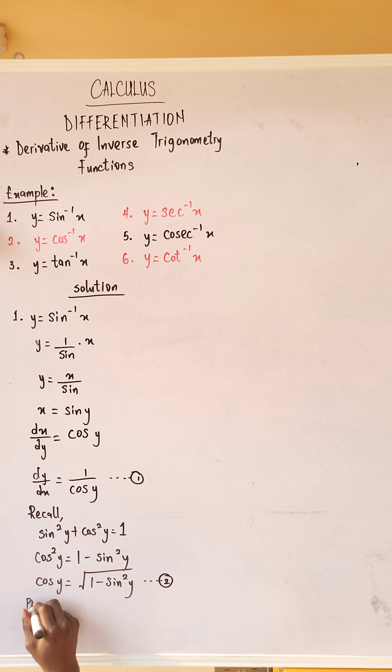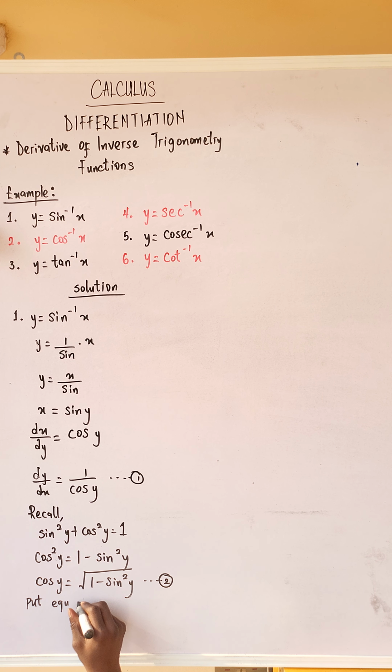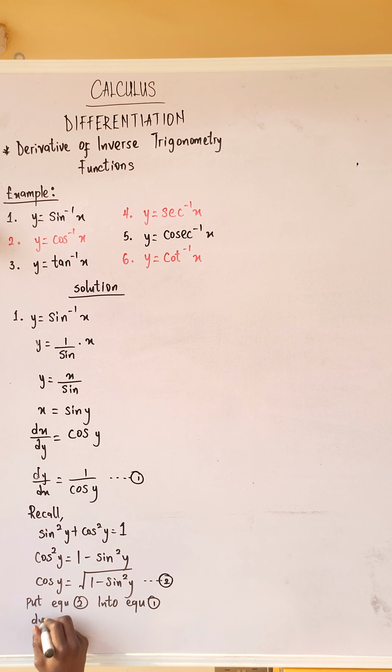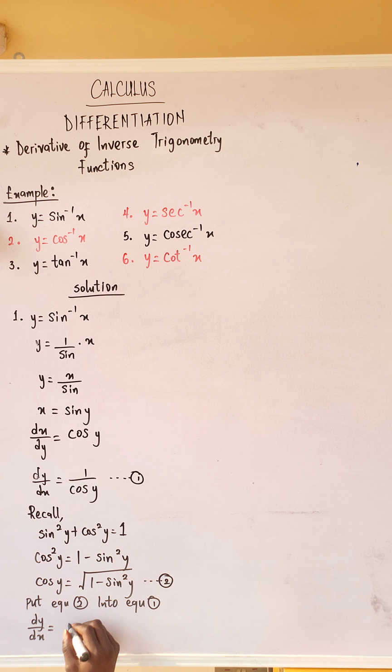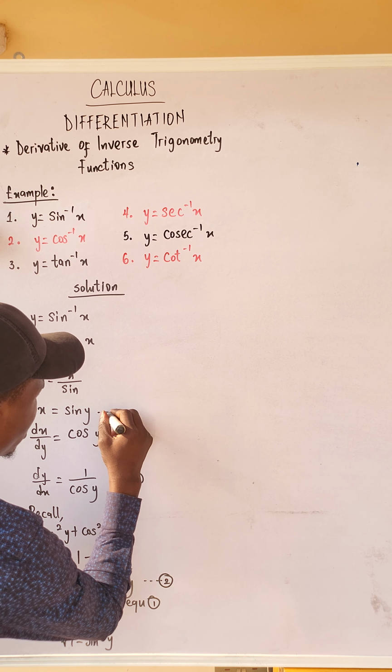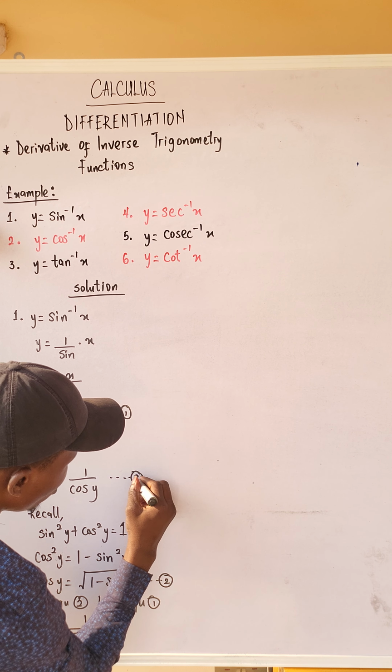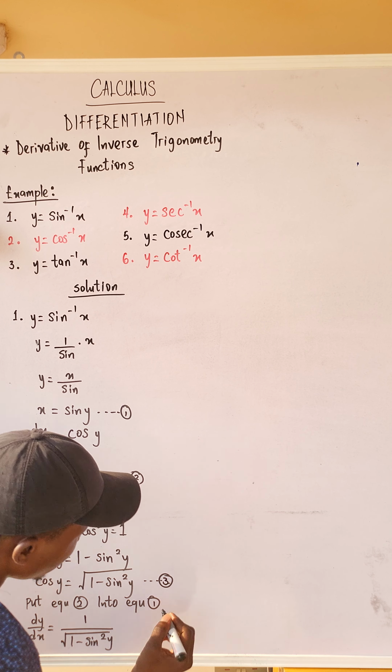Now put equation 2 into equation 1. So we'll be having dy over dx equals 1 over, and instead of cos y, we say square root of 1 minus sine square y. Sure you understand? Let's call the first one equation 1, the second one equation 2, and this one equation 3.